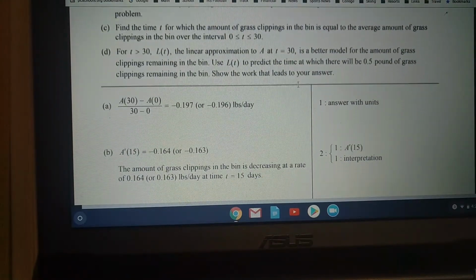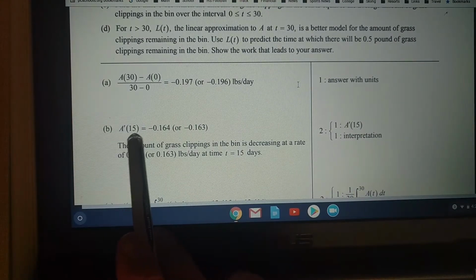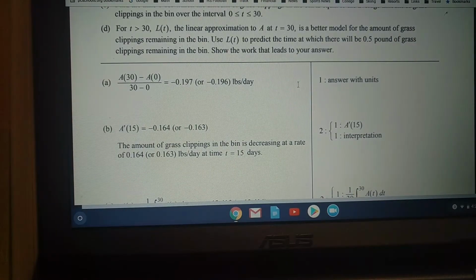Okay, then for B, if you find the correct derivative of A at 15, which is that negative 0.164, or if you truncate negative 0.163, that gets you a point. Now your interpretation, this is where you have to use English carefully. It is the amount of grass clippings in the bin is decreasing at a rate of 0.164 pounds per day at the time of 15 days. So all of that must be included.